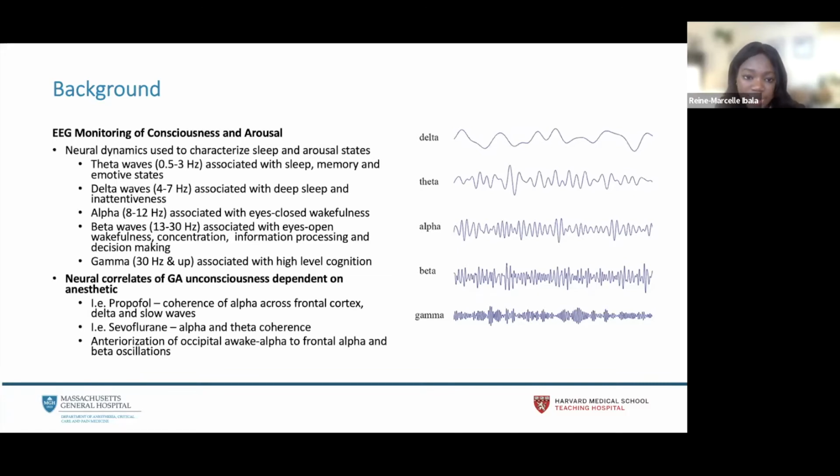One thing that has been shown across many different anesthetics is something we call anteriorization, which is the movement of awake alpha wavelengths from an occipital standpoint more to the anterior frontal localization. Seeing that movement and that predominance of alpha is what we look at in terms of anteriorization that has been associated with many different general anesthetics.